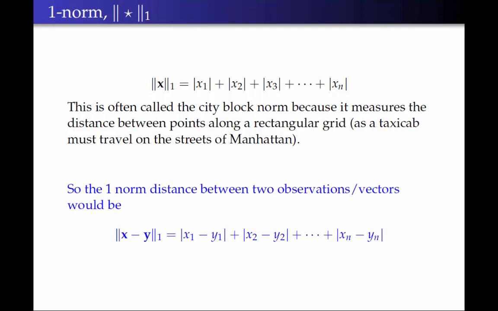So again, the one norm distance between two observations or vectors is just going to be the norm of x minus y. And again, this 1 has got to be there now to specify that we're talking about the one norm. We're not talking about Euclidean distance. And so it would be the absolute value of the difference between individual elements added together.